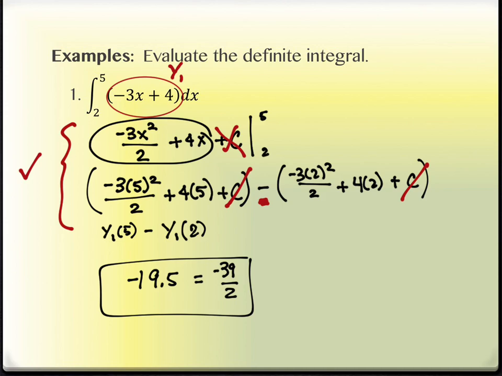So I want you to go back into the regular screen. So second quit, you should be back in the screen where we found the negative 19.5 before. Everybody good? All right. I want you to hit math. And I want you to scroll down, and I want you to see that you've got a number 9. Math 9 should say FNINT. Does it say that? Okay. Select that.